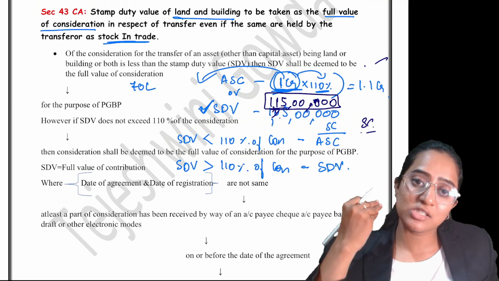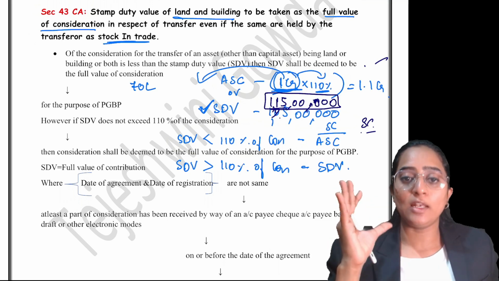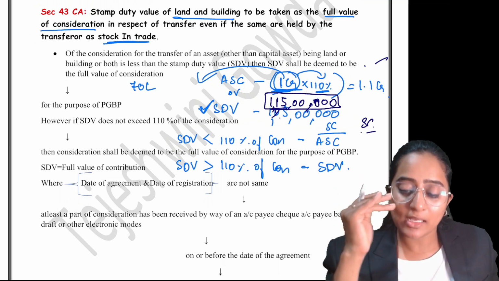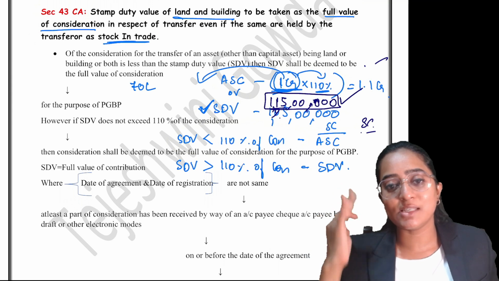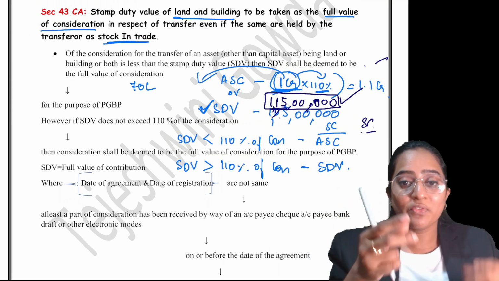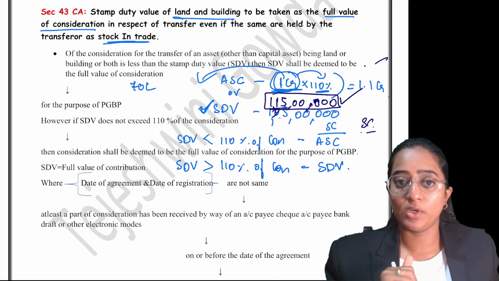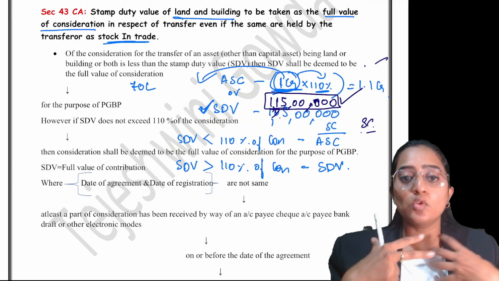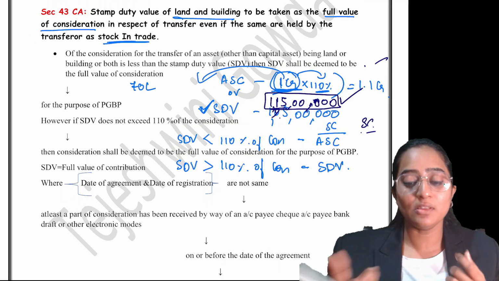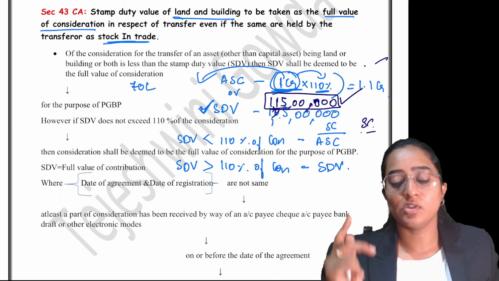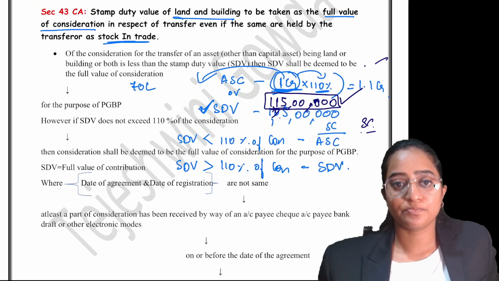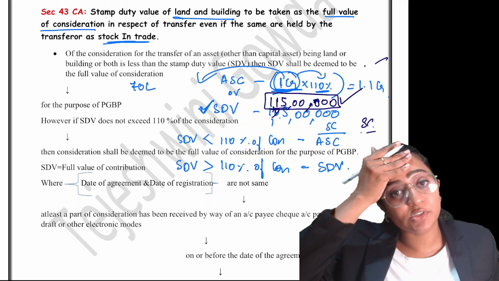We'll just consider your SDV value only. This is the punishment for you. The SDV value will directly be considered as your sale consideration. Whatever money you have received is 1 crore only, people. But that 1 crore 15 lakh rupees will be considered as your actual sale consideration. Clear? Now comes the questions here.